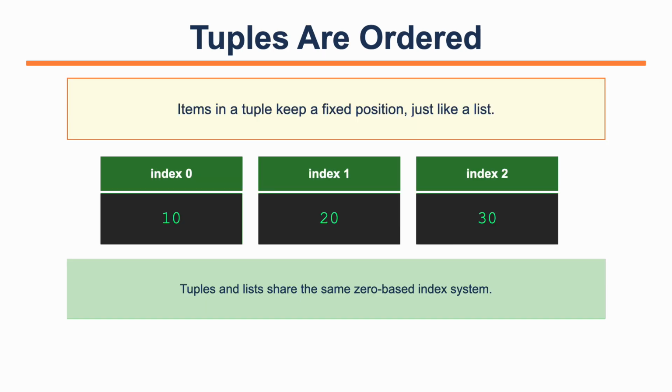Tuples are ordered, just like lists. Every item has a fixed position starting at index 0. You can access any item from a tuple by using its index, exactly as you would with a list.